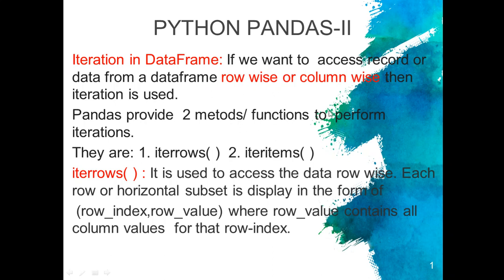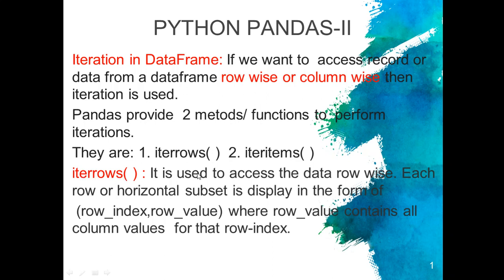So Pandas has two methods or functions to perform the iteration. The first one is iterrows and the second one is iteritems. These two methods are very important: iterrows, iteritems. There may be the confusion that if iterrows is there, then it must be iter columns. No, in place of iter columns, it will be iteritems. So for accessing the rows, it is iterrows, and for accessing the columns, it is iteritems. One by one we will see.